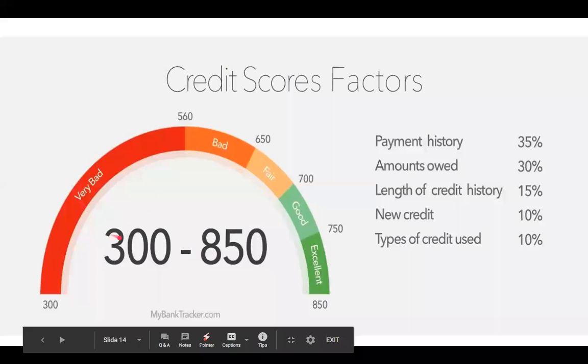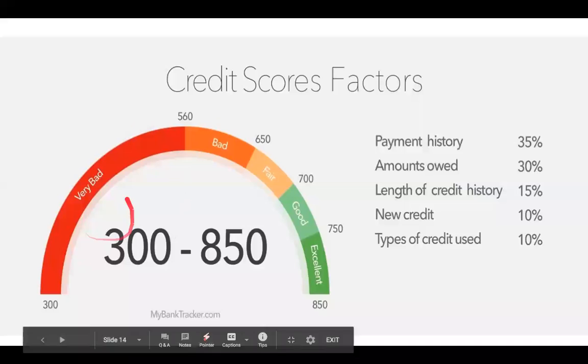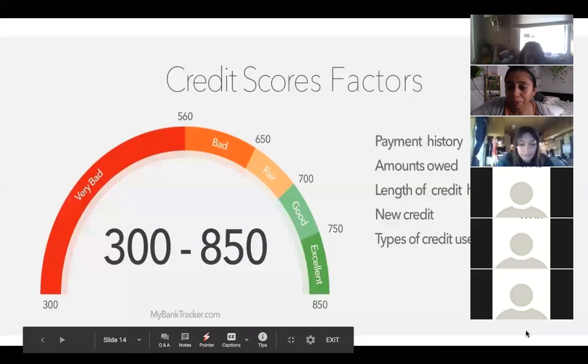This is where you start. You can also, let's say you're here on the good score and you messed up in your payments, stopped paying, went bankrupt, you can go back to the 300 very easily. In fact, it's a lot easier to go backwards than to move forward. So be very careful when handling that, okay?